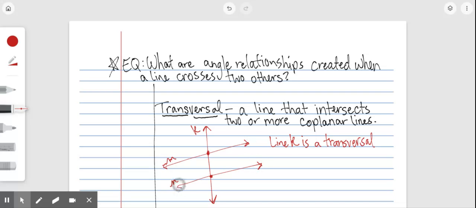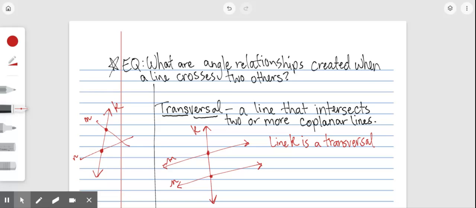Okay. Now, line M and N kind of look like they're parallel, but they don't have to be. You could have transversals for all different types of angles. Like maybe these are your two lines and this is your transversal. This could also be a line K, and this could be a line M and a line N. Notice the only qualification here is that a transversal has to cross both the other lines.